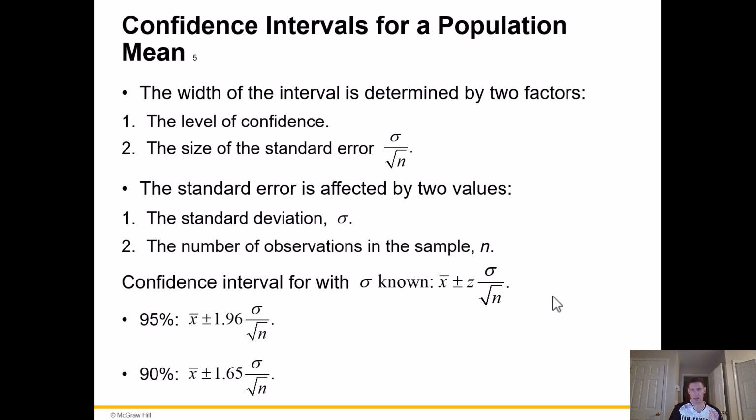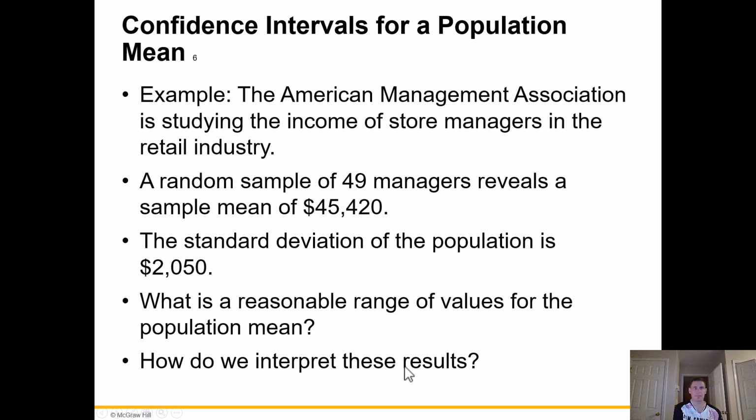So the confidence interval with sigma known is just x bar plus or minus z, multiplied by sigma over the square root of n. And then we've got our 95% confidence interval. You can see the 1.96 here that I plugged in. And then you can see the 90%, which of course uses 1.65, which of course is a lower number.